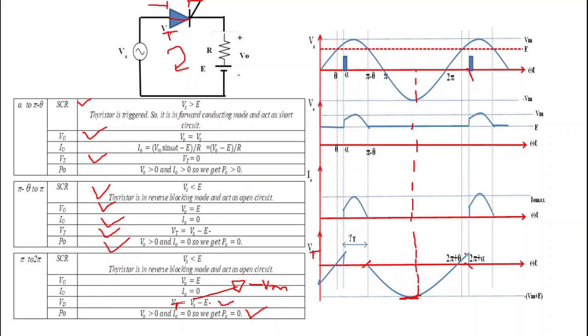Now what is this point? Okay, at 2 pi plus alpha, the sinusoidal voltage source Vs is equal to Vm sin alpha, and if we subtract E from this, then we get Vm sin alpha minus E. So this point will be equal to Vm sin alpha minus E. So this is all about the circuit operation of the controlled rectifier with RE load. I hope you understand the concept.